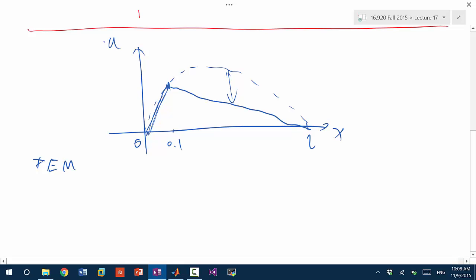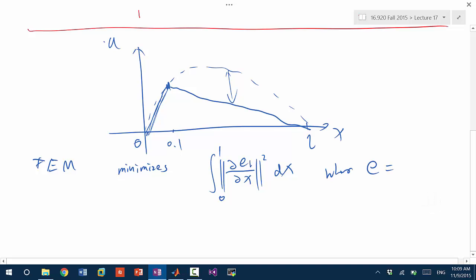The FEM solution actually minimizes the energy norm of the solution, which means the gradient of the error squared, integrated from 0 to 1 dx, where the error E_h is u_h minus u exact. So let's take a look at why that is the case.